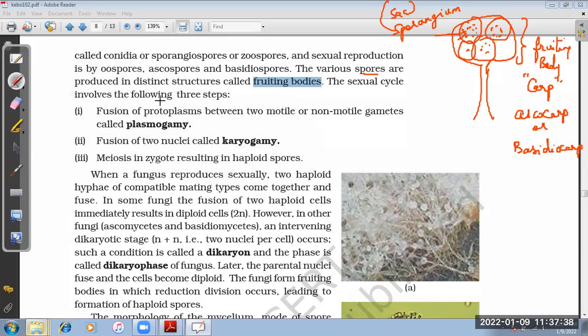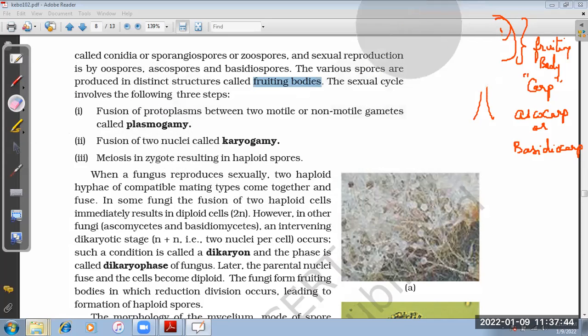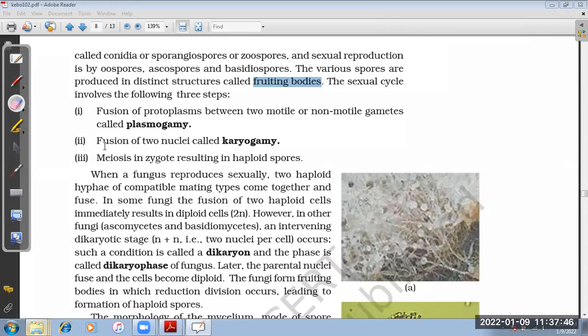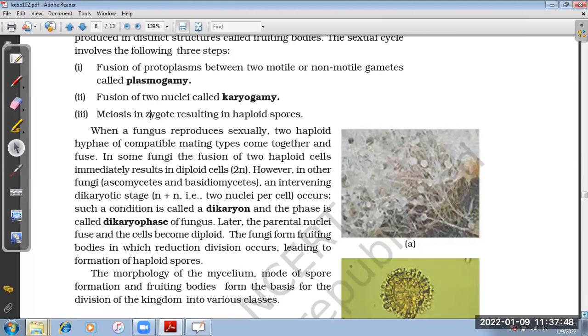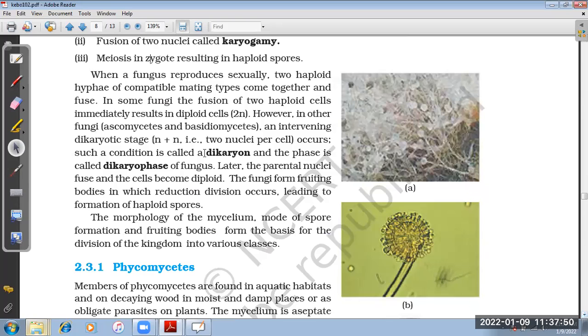These are the steps in sexual cycle. 3 important steps, very important for NEET. Now see down, okay, here. I told you about dikaryon stage, which is 2 nuclei per cell. But you know who gives this dikaryon stage? Only Ascomycetes and Basidiomycetes. The last two, higher fungi. Only they give you a typical dikaryon stage. Nobody else gives you a dikaryon stage.